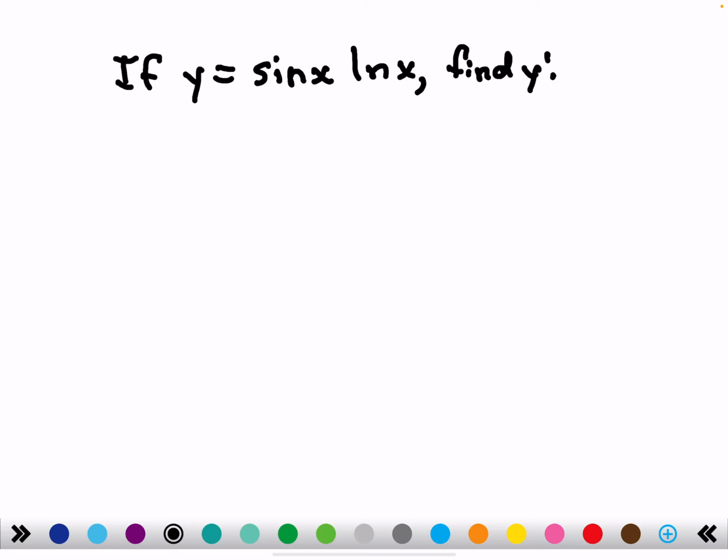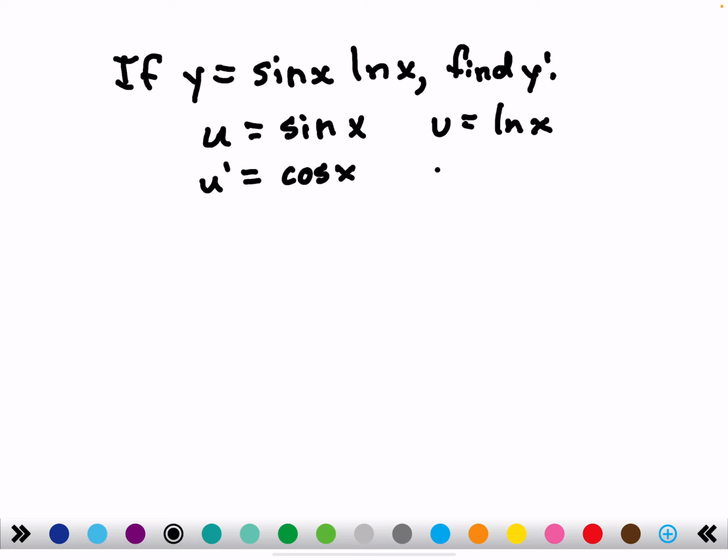If y equals sine x times natural log x, find y prime. Please pause the video and then restart the video once you have an answer or you have any questions. So first we set u equal to sine x, v equal to natural log x. The derivative of sine x is cosine x, so u prime is cosine x. V prime is the derivative of natural log x, which is 1 over x.